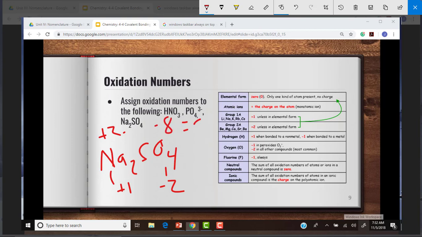Remember that all these must balance out to equal 0, so the oxidation number on sulfur is going to be a +6. 6 plus 2 minus 8 equals 0. So again, just follow the rules on the right hand side, assign oxidation numbers, and you'll have no problems whatsoever.